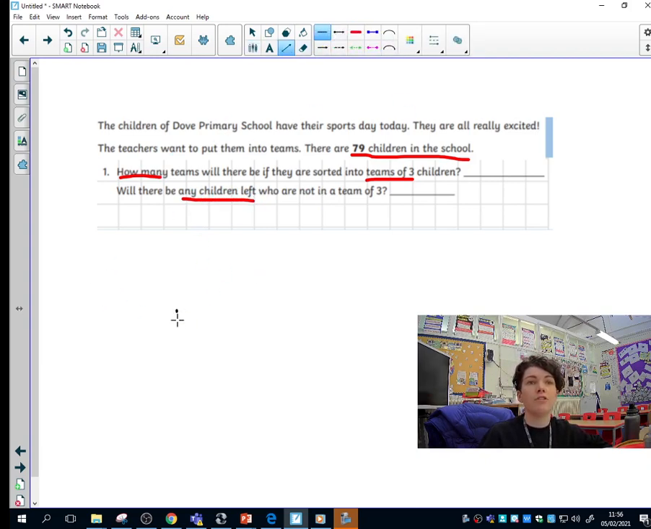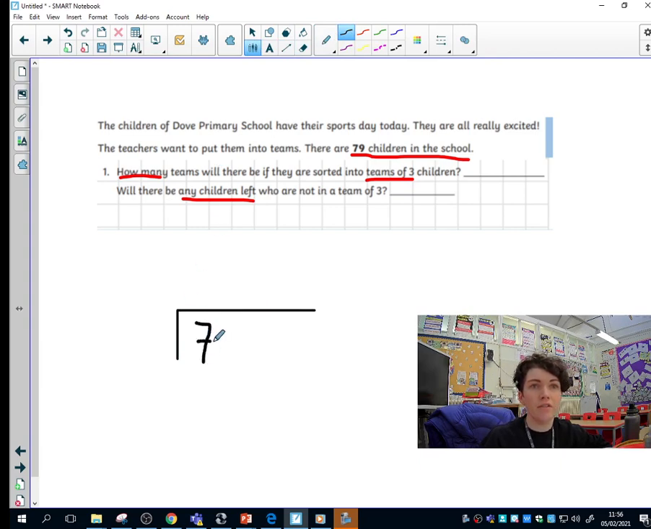Okay, I'm now going to do my bus stop, my short division, and I'm going to write the number 79, because that's what we're dividing. It's the total number of children in the school, and they're in teams of 3, so I'm going to put 3 on the outside. Okay, so here goes the short division. 3s into 7, well that goes twice, doesn't it? Because 3 times 2 is 6, and I've got 1 left over.